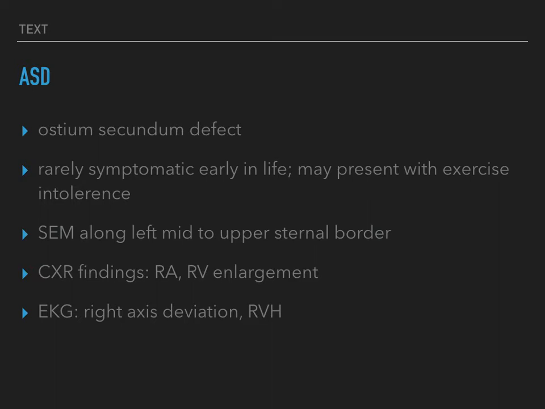On the chest x-ray, you're going to have an enlargement of the atrium and ventricle on the right side of the heart. And the electrocardiogram is going to also show the right axis deviation and also show some right ventricular hypertrophy.